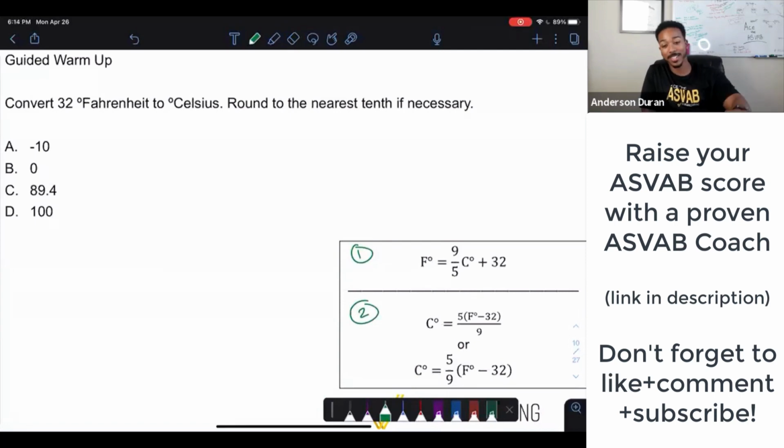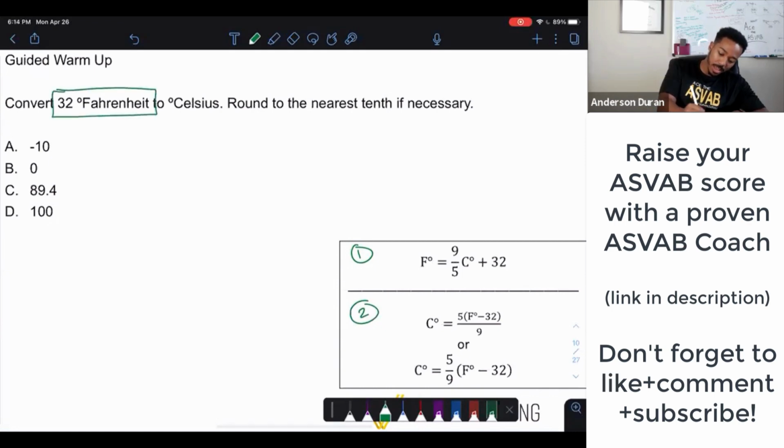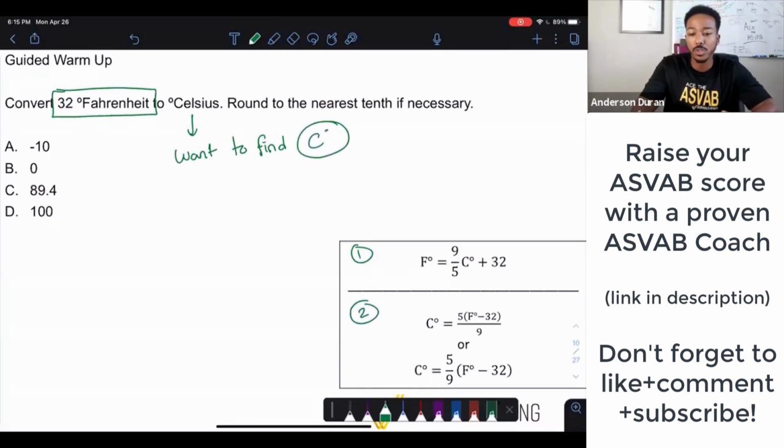Because the proper answer here, it's going to be both. You can use either one. But if you want the easiest time possible, just take a look at what you're doing here. I have Fahrenheit, right? And I want to find Celsius. Which one of these formulas, 1 or 2, already has Celsius by itself? Exactly. The second. It's the second. Are you guys starting to see that now?